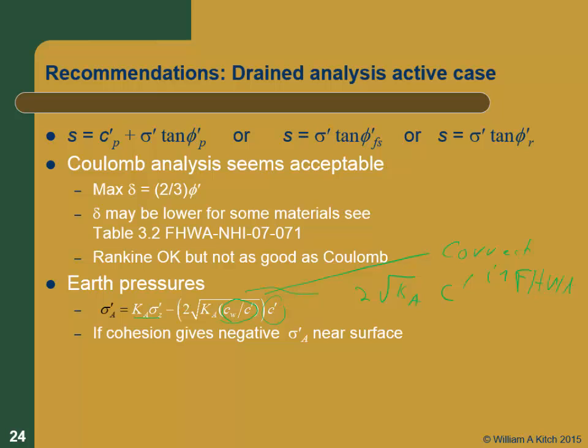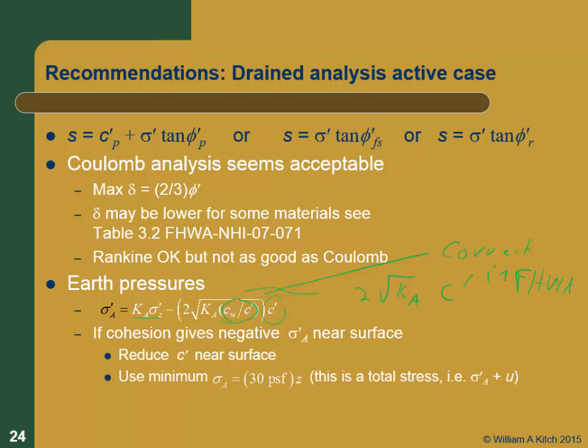This number can give you a negative number near the surface again, right? If it gets negative near the surface, don't do that. There's two ways you can deal with the fact that you can get negative numbers near the surface. One is you can just reduce your cohesion near the surface, take it down to zero near the surface so that you don't get any negative pressures.